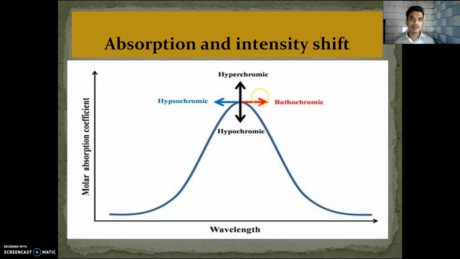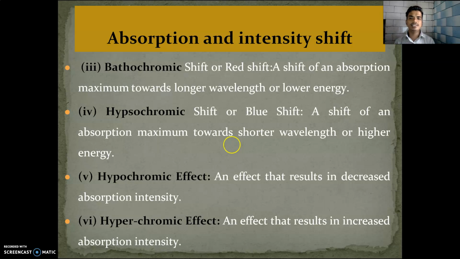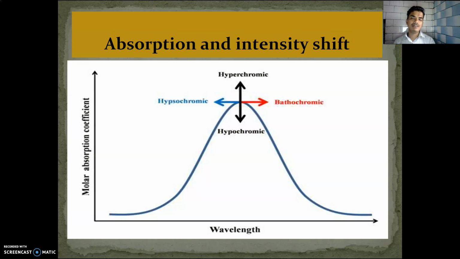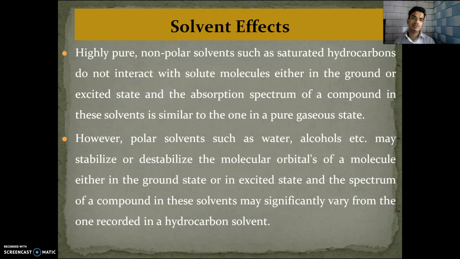Here, in the hypsochromic effect the intensity decreases, and in the hyperchromic effect the intensity increases, resulting in an increase in absorption intensity. So this graphical presentation gives us an idea about the hypsochromic, bathochromic, hypochromic and hyperchromic effects respectively.